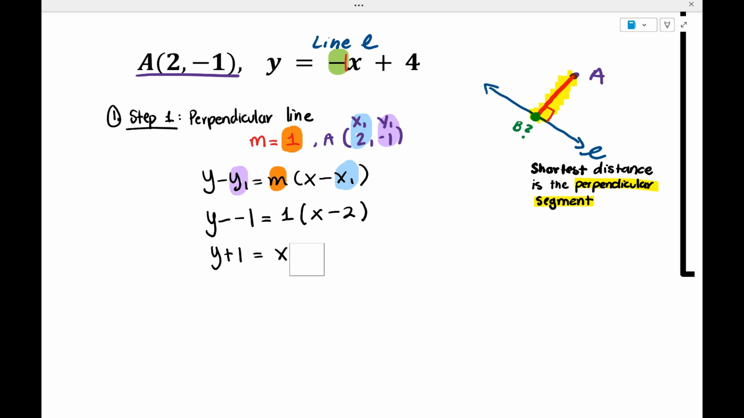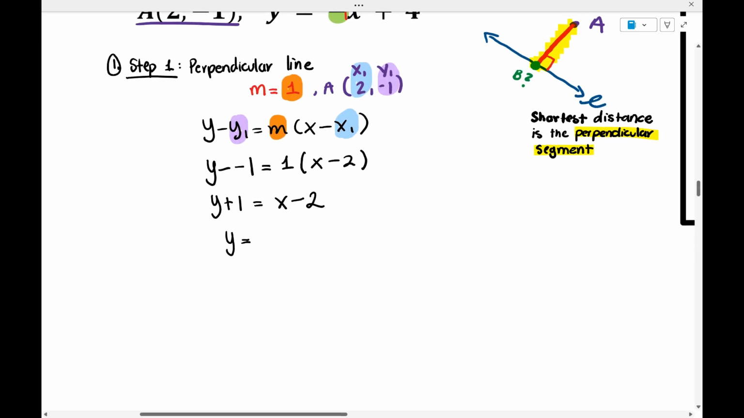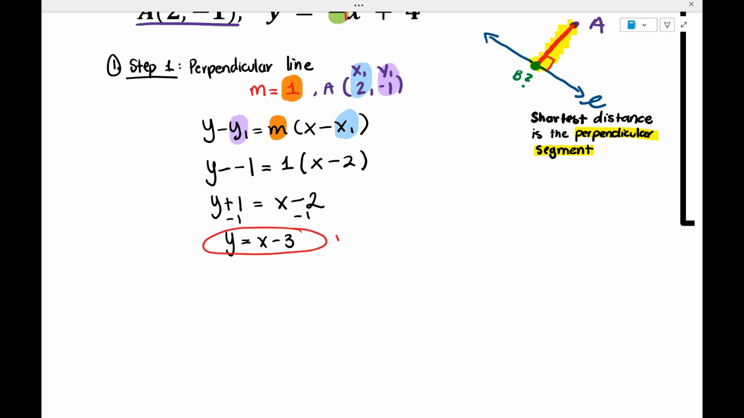So right here we have a double negative, so it's going to turn into y plus 1. I'm going to go ahead and distribute the 1 to the parentheses. 1 times x is 1x. 1 times -2 is -2. And then we want to isolate y. So I'm going to go ahead and subtract 1 from both sides. So this equation that I have here is the equation for the perpendicular segment.